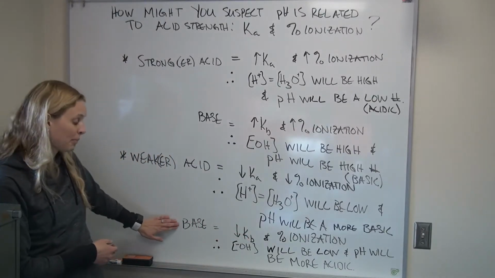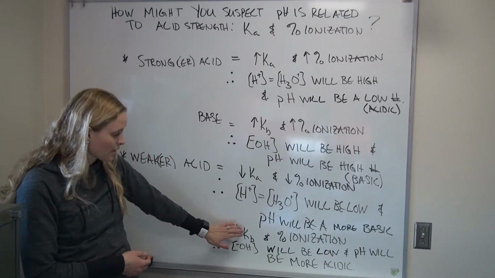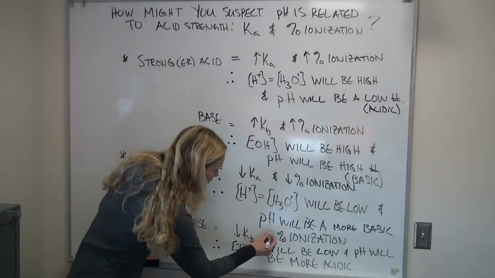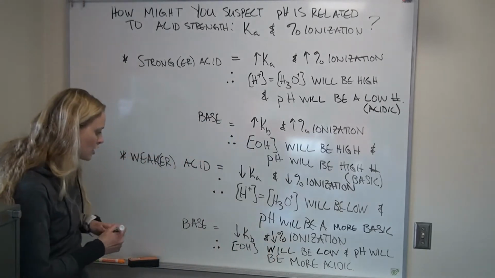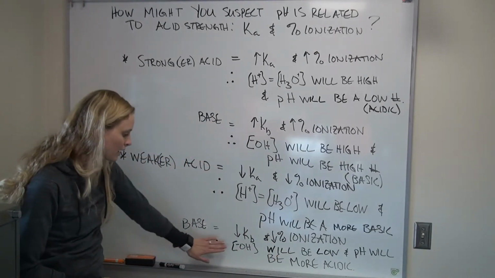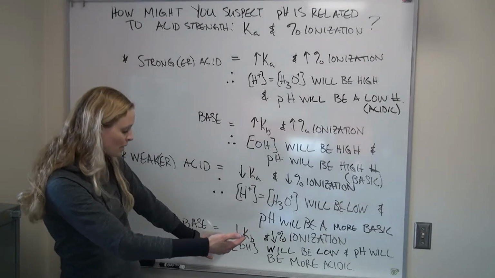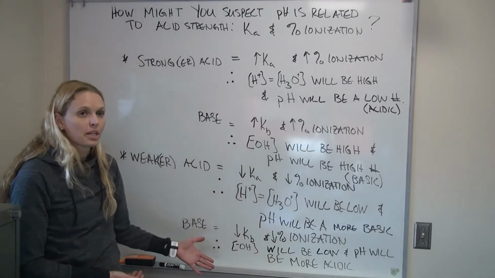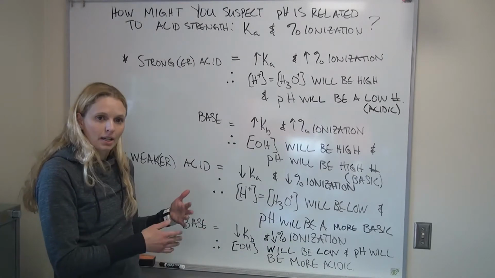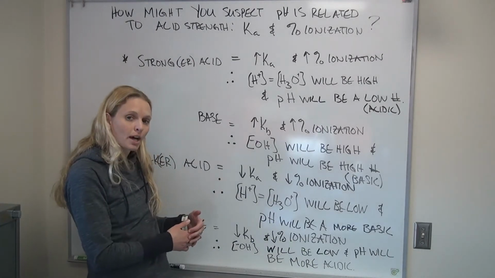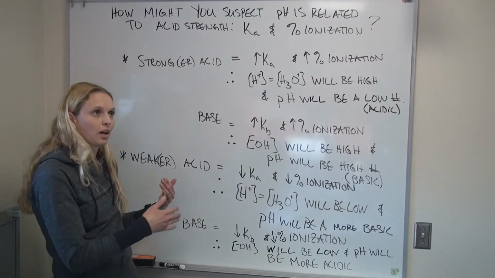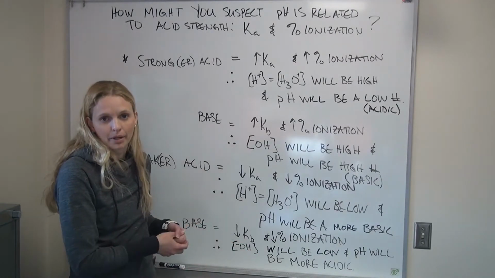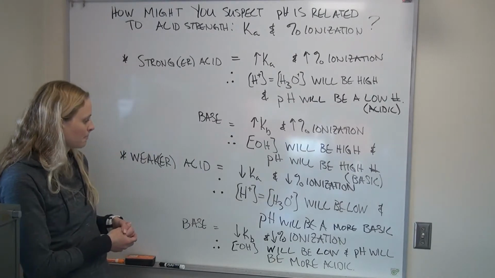And if we have a weaker base, we'll have a lower Kb and a lower percent ionization. We have not dissociated very much base, so the amount of hydroxide ions will be low, and then the pH would be more acidic. Again, it might not be below 7 when we calculate it, but it will be a lot lower, more acidic than other stronger bases that we would see.